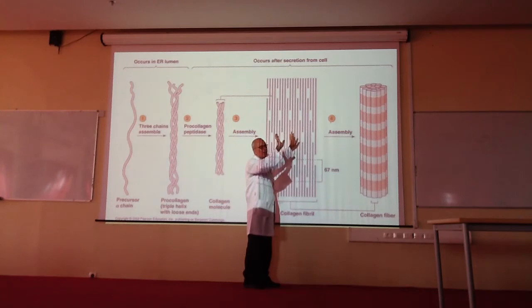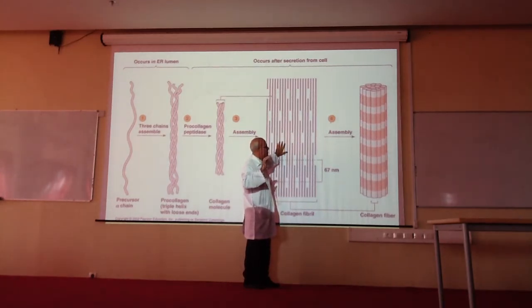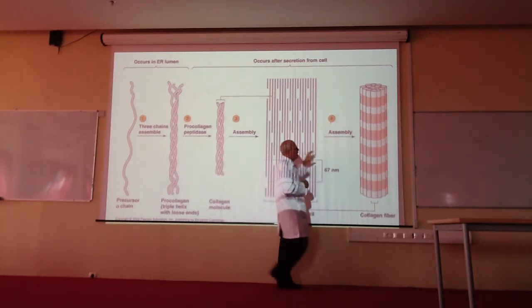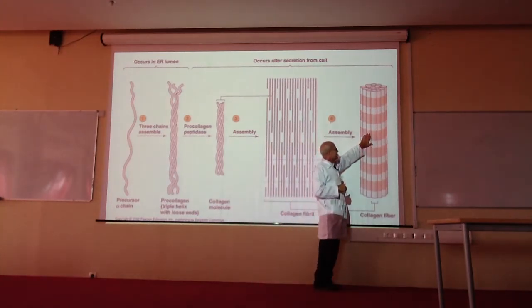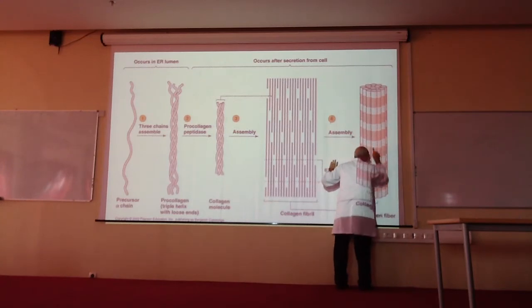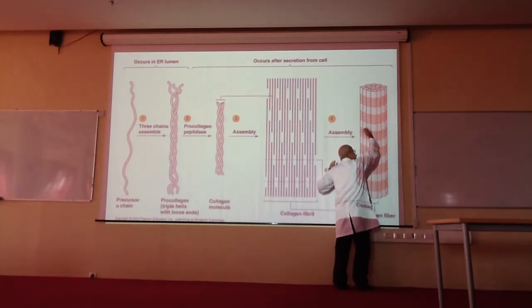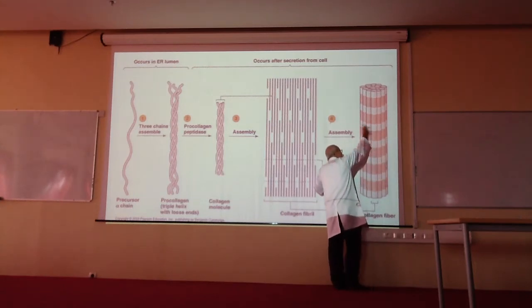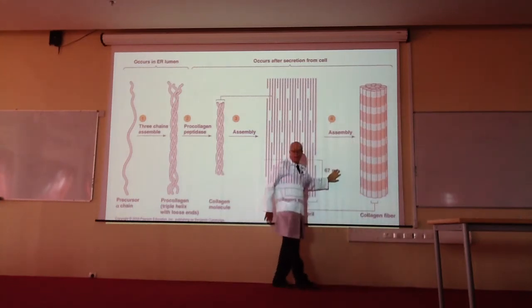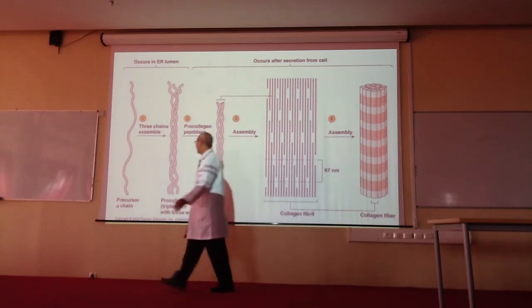I don't like to remember this. But finally, its arrangement under the electron microscope will give rise to dark areas, pale areas, dark areas, pale areas. We call it axial, along the axis. Striations, lines: dark underline, dark underline, dark underline. Okay.